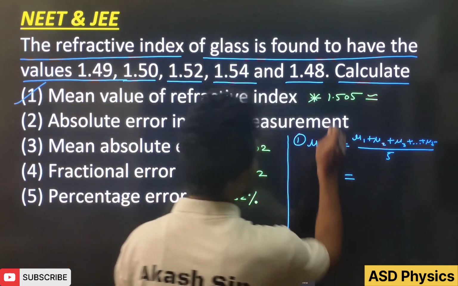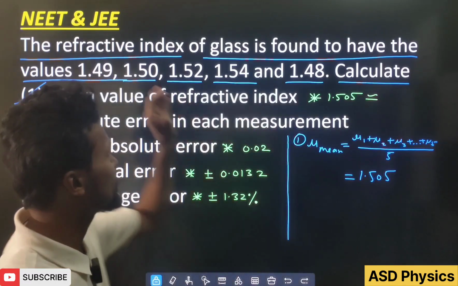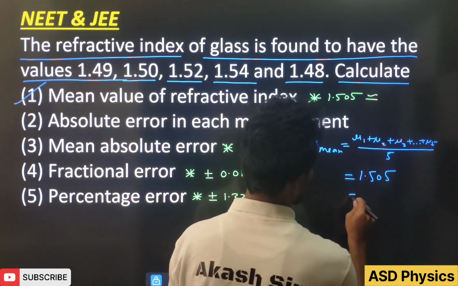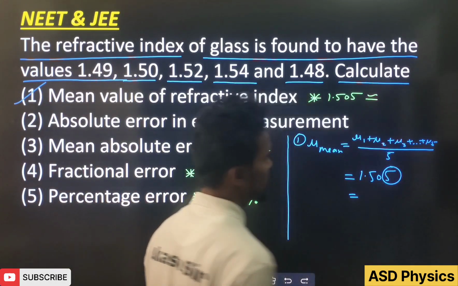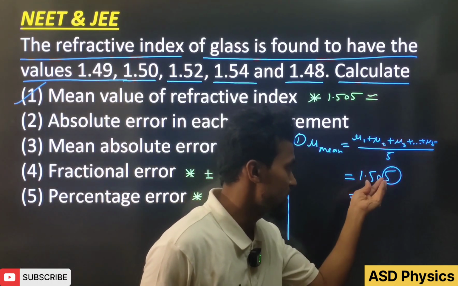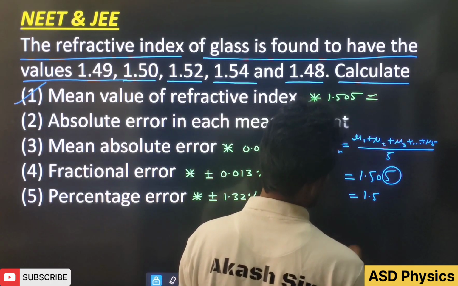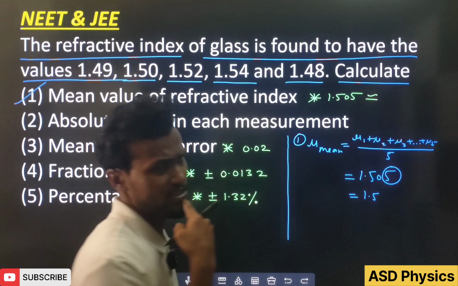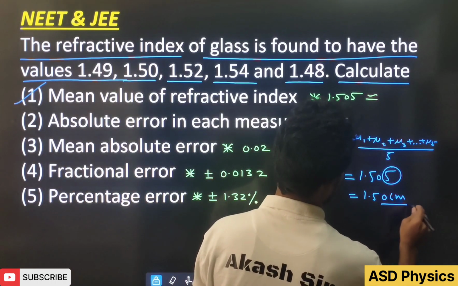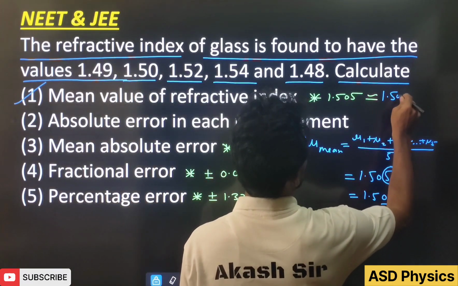So when you simplify this, how much will come here? It will come 1.505. But you can see in the given readings, after the decimal, how many digits? 2 digits. So here we will round this. This 5 is the uncertain digit and the preceding digit is 0. We have to see whether this digit is even or odd. 0 is neither even nor odd, but by default we consider it even. So what will come here? 1.50 centimeter.